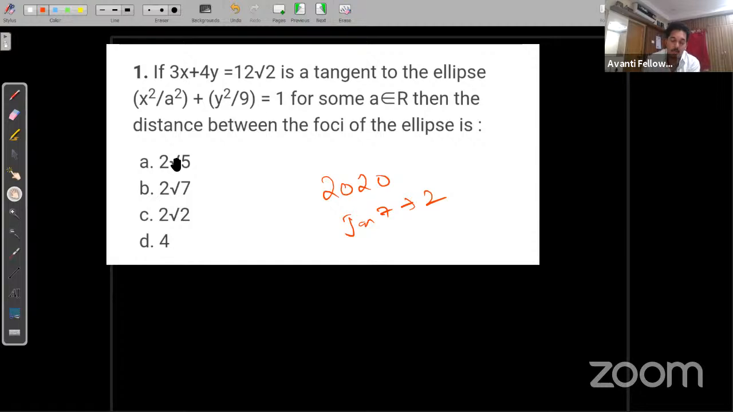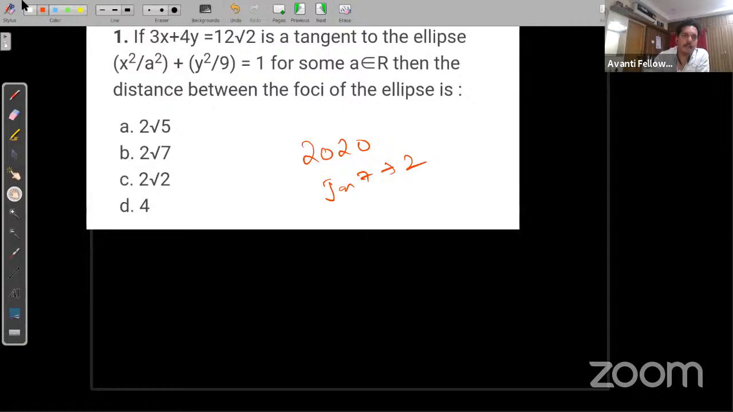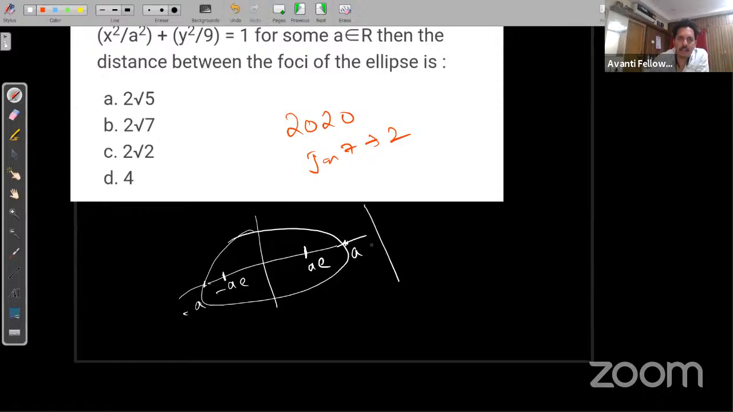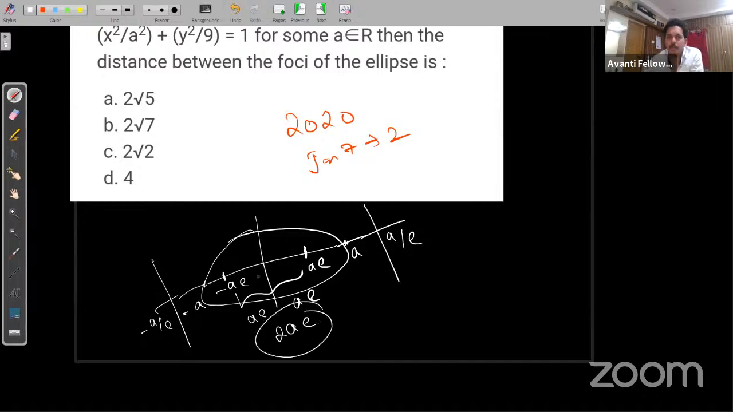Distance between foci is 2AE. Yes, it is the distance between two vertices, Sandeep. So in a given ellipse, the foci lie at AE and minus AE, and the vertices lie at A and minus A. And the directrices will lie at A by E and minus A by E. Okay, please remember this. So what is the distance between these two? One is AE and this one also AE, so it is 2AE. The distance between two foci of the ellipse is 2AE.